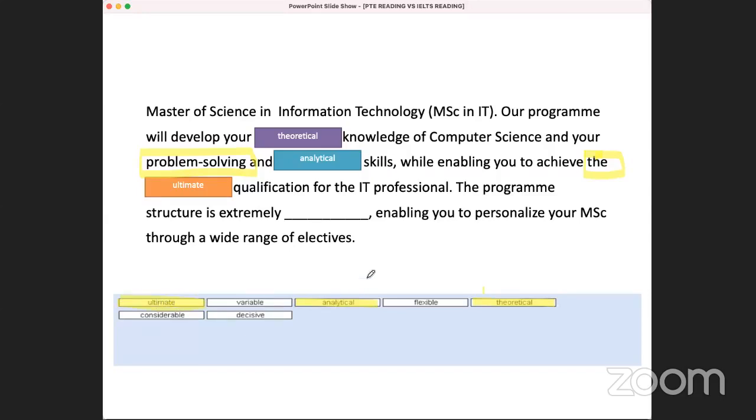All right, the program structure is extremely blank, enabling you to personalize your MSc through a wide range of electives. Are we dealing with something that is variable, a variable structure, or a flexible structure, a considerable, or a decisive structure? What kind of structure is it? Correct answer is, did you get everything right? Flexible. Okay. All right.